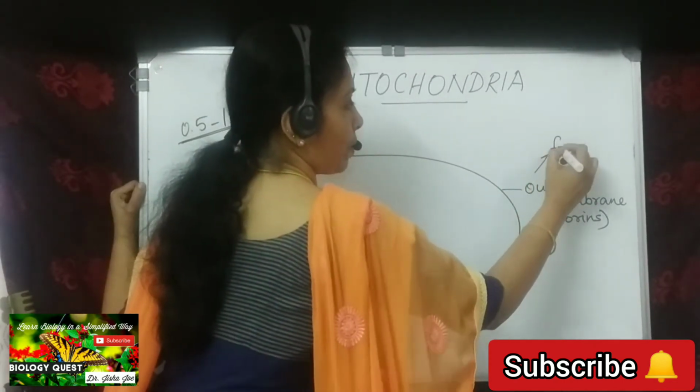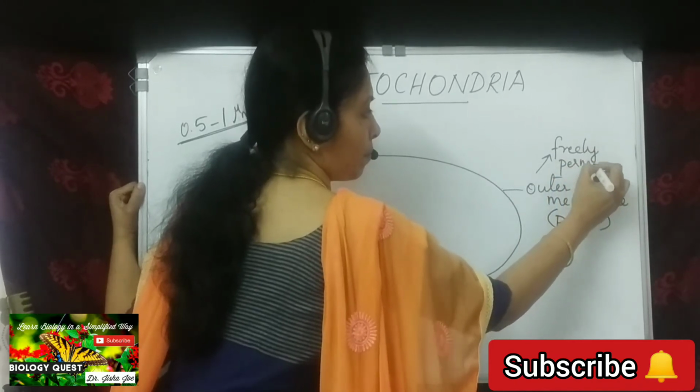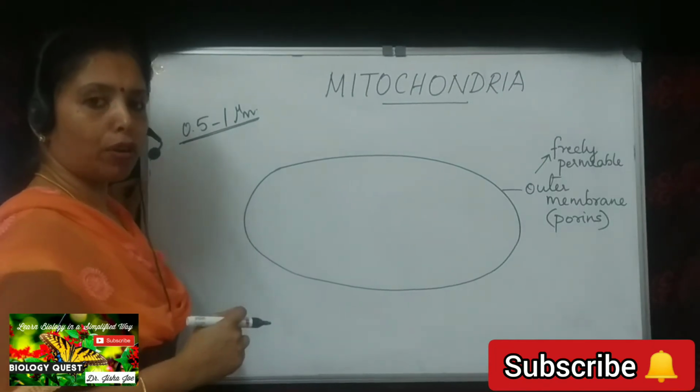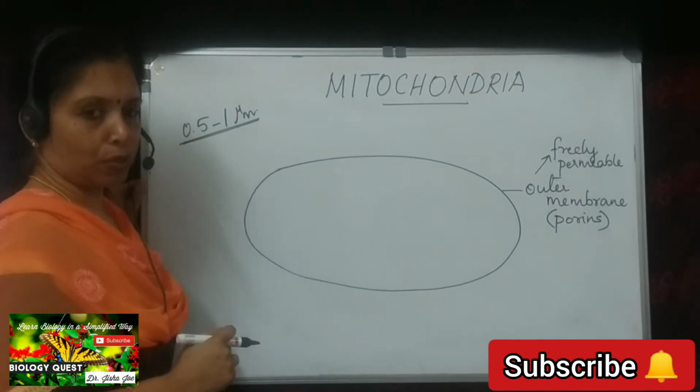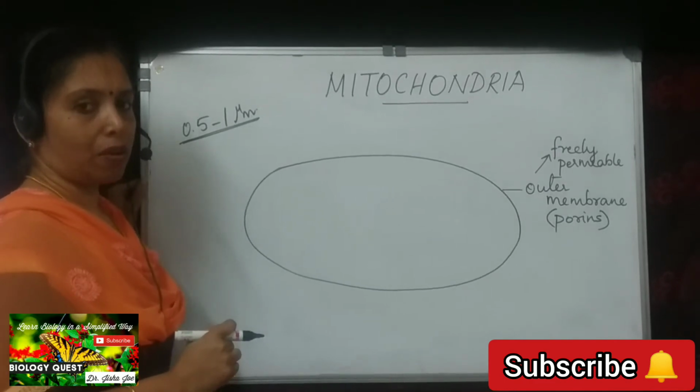It is a freely permeable membrane. It allows small molecules and ions to pass through it. It has proteins called porins present on it.